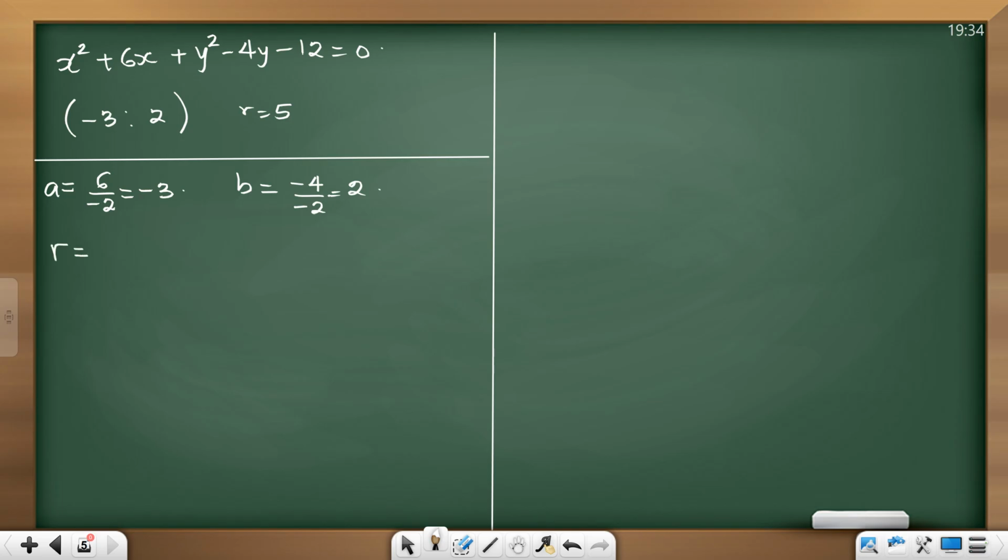Remember, I'm moving that constant over to the right hand side. 12 plus negative 3 squared, which is 9, plus 2 squared. 9 plus 4 is 13, 12 plus 13 gives 25, square root of which is what? 5. Are we okay with that, guys? Everybody good on that page?